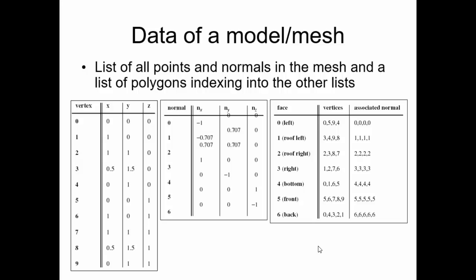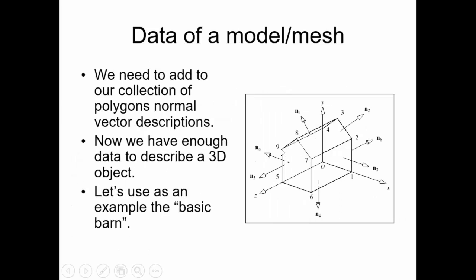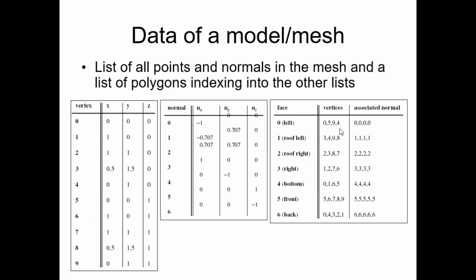We have 10 vertices. So we can go back here. There are simply 1, 2, 3, 4, 5 on this end, and 1, 2, 3, 4, 5 on this end. And that's all the vertices we need. We have 7 normals. That's 1 straight down, 4 to the sides, kind of the horizontal sides, and then 1 for each part of the roof. So that's 7 normals, and then we can see how we're representing each face.